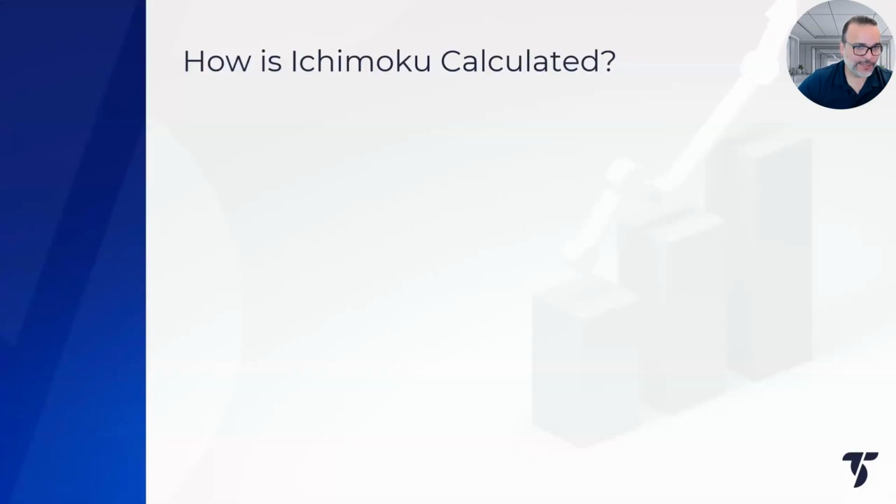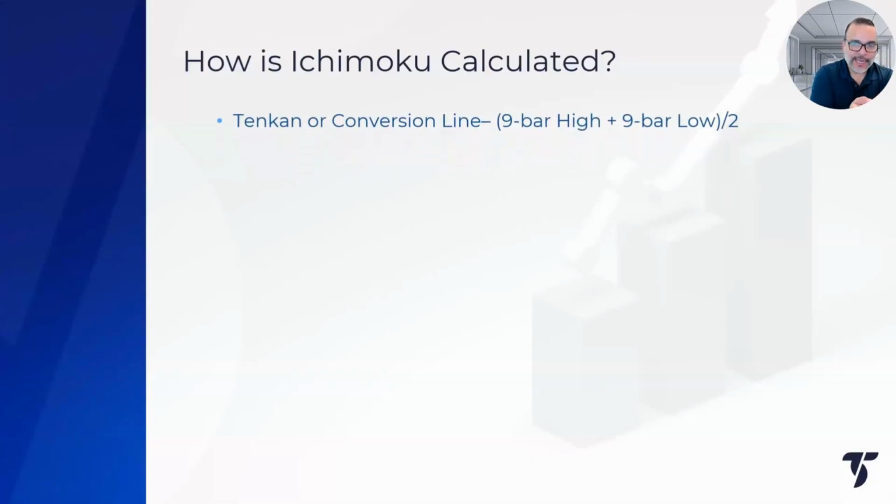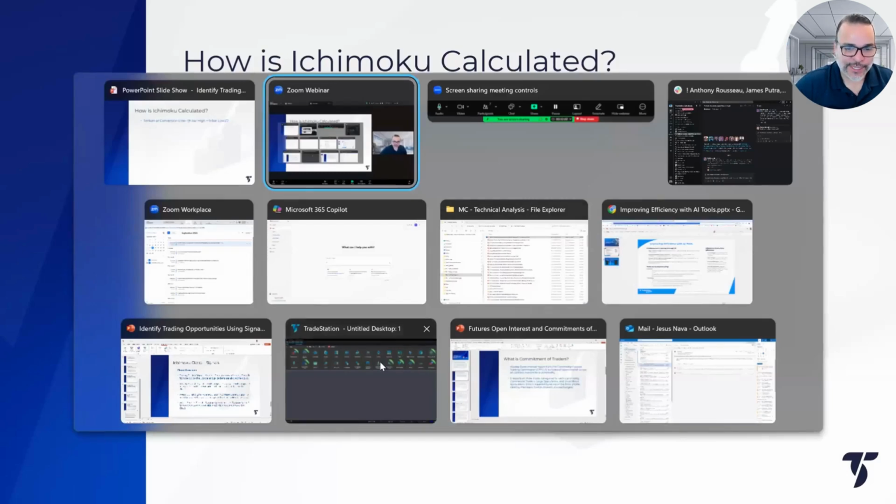All right, lines. The Tenkan. The Tenkan is also referred to as the conversion line, and it's a very simple 9-bar high and 9-bar low price channel. Let me go over here to TradeStation. I'm going to set up a couple of charts just to have an understanding of what the Ichimoku indicator is trying to tell us.